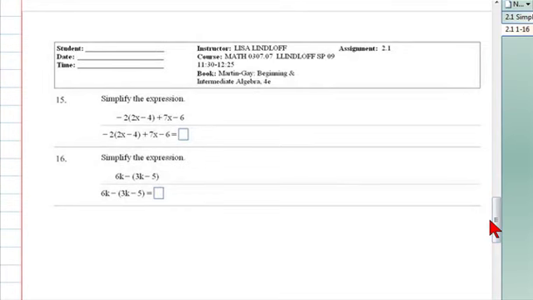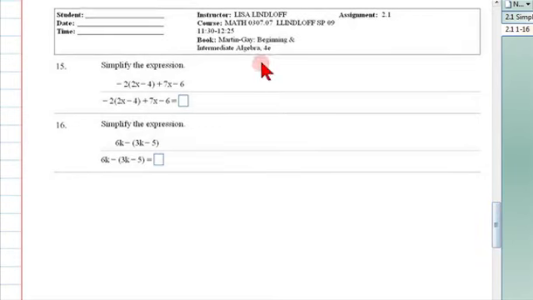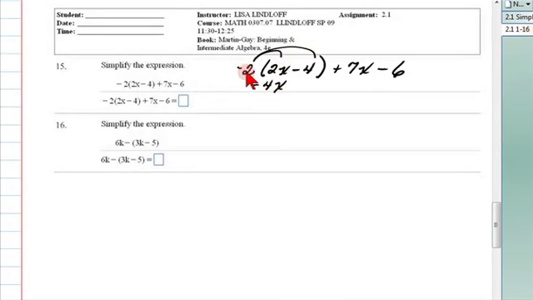All right, let's do number 15. And I'll copy it down because you can't really see it very well on the screen. I have negative 2, parentheses, 2x minus 4, close parentheses, plus 7x minus 6. And I'm supposed to simplify this expression. What will be my first step? Distributive property. Negative 2 times 2x gives me negative 4x. Negative 2 times negative 4 gives me positive 8. Plus 7x minus 6, because that part was not in any parentheses.